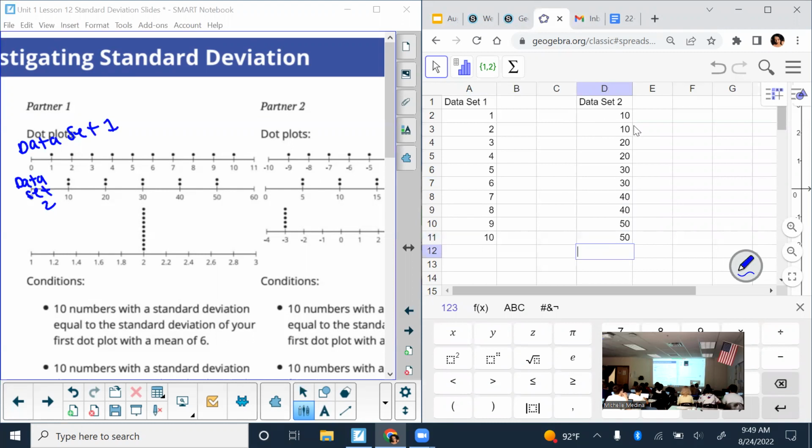Good. So what you should notice is that there's 10 dots. So make sure you have 10 on your list. I did it 2 through 11. So that's 10.